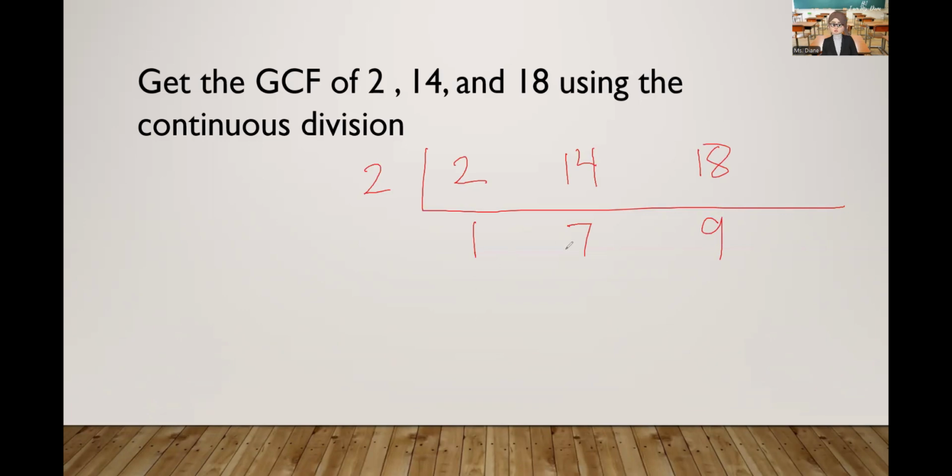Are we going to stop here now? Yes, that is correct, because there's no common number that is divisible to all of these numbers: 1, 7, and 9. So it means your GCF for 2, 14, and 18 is 2. Next one.